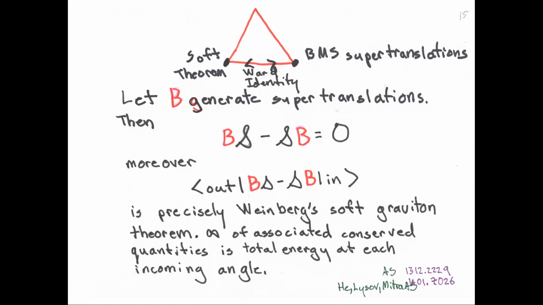So if we hadn't known about Weinberg's soft graviton theorem, once we know about that matching, we could have derived it. And conversely, if we hadn't known about BMS symmetry, we could have derived it from Weinberg's soft graviton theorem. So they are exactly the same thing.